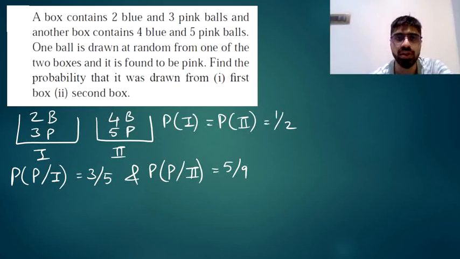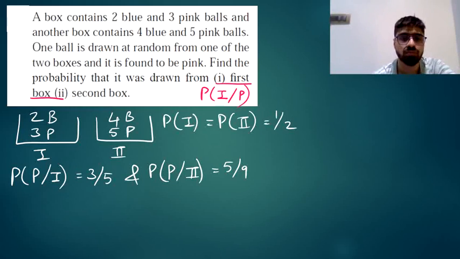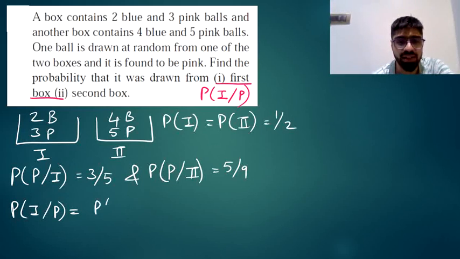The ball is already found to be pink, that is, it is given that it is a pink ball. You need to find the probability that it has been drawn from the first box. So to put it properly, you are finding the probability of box 1 given that it is a pink ball. Okay, so we are writing P of 1 given P. That's what we are trying to find in this question. Now P of 1 given P, ideally it is defined as P of 1 intersection P upon P of P.